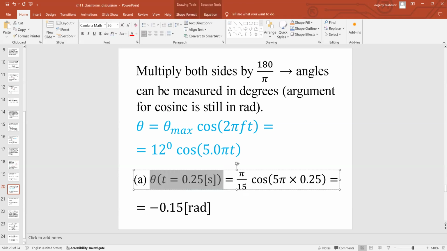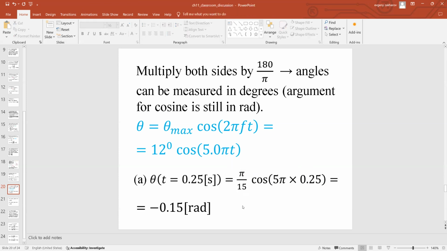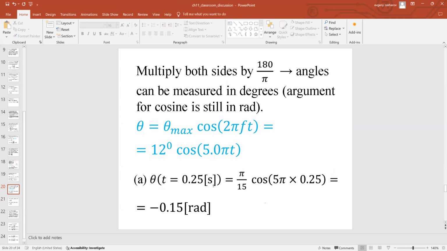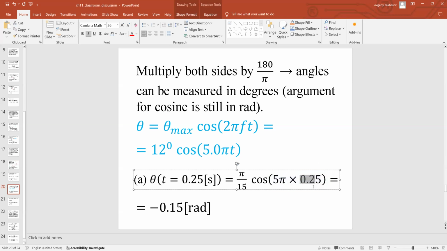So theta at this moment of time is the radians that you get from 12 degrees times the cosine of 5 pi times the moment of time that we are looking for. The moment of time is a quarter of a second. So a quarter of a second is what you substitute for time right here.